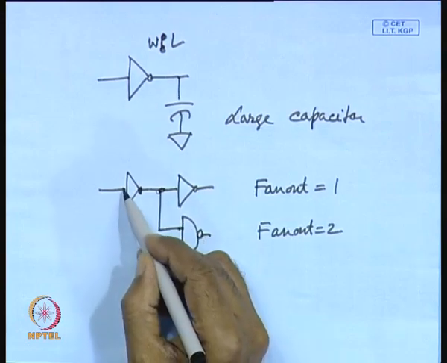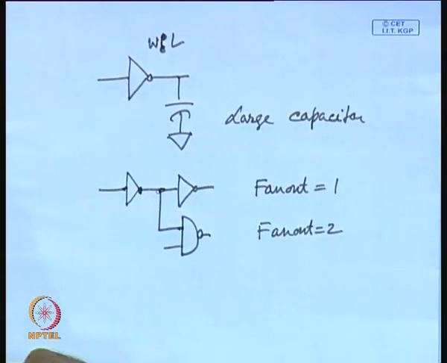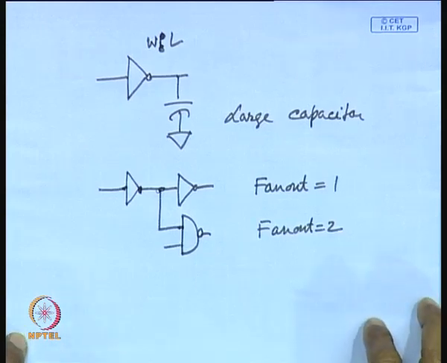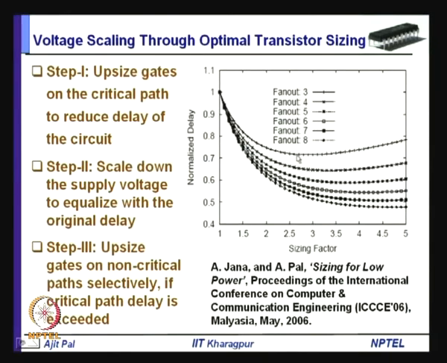Question is, what is the optimal sizing? How much, I mean, the width has to be increased by what ratio? That you can find out from this particular curve. You can see this particular curve corresponds to fan out equal to 3. Then when fan out is equal to 4, you can see delay is larger, but reduction is more as we go for further increase in fan out, and the lower curve corresponds to fan out 4. We can see the delay is reduced more whenever the fan out is more.